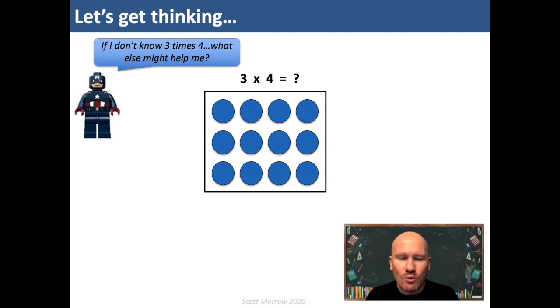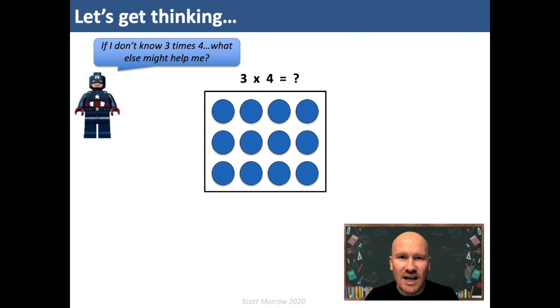If I'm not sure what 3 times 4 is, I can split that array up into parts in order to help me. So rather than trying to work out 3 times 4 all at once, I might split that into 2 rows of 4 and 1 row of 4. 2 times 4 is 8, 1 times 4 is 4, so all we need to do now is add them together to get the whole amount. 8 add 4 is 12, so therefore 3 times 4 must be 12.